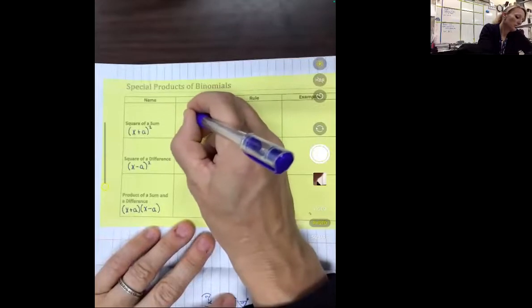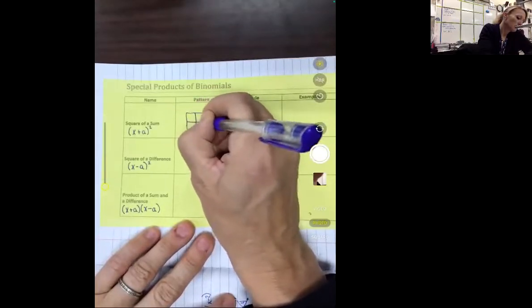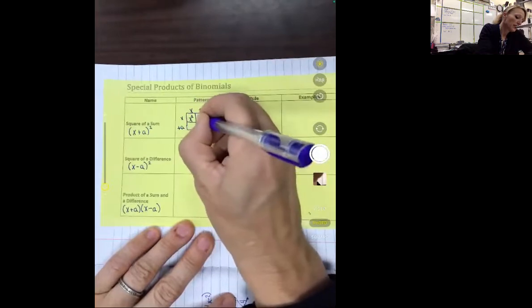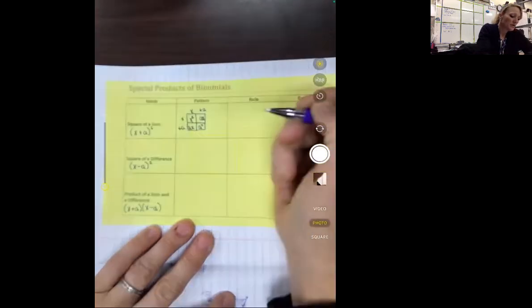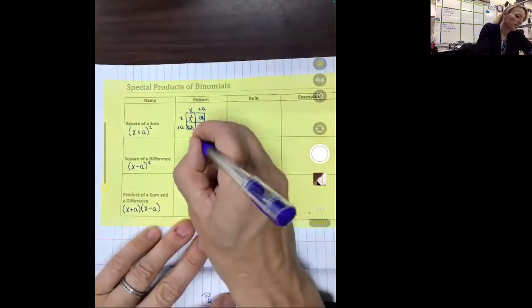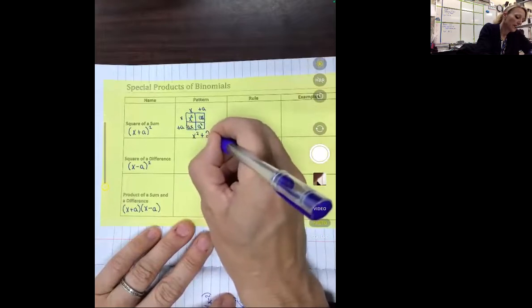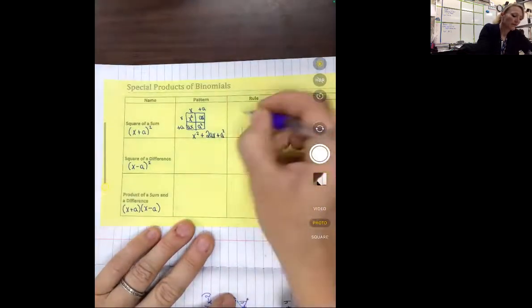So the pattern then, if I were to use boxes, gives us an x squared and an ax and an ax and an a squared. So if you look at the pattern here, when we put them together, we have x² + 2ax + a². And so that's your rule.